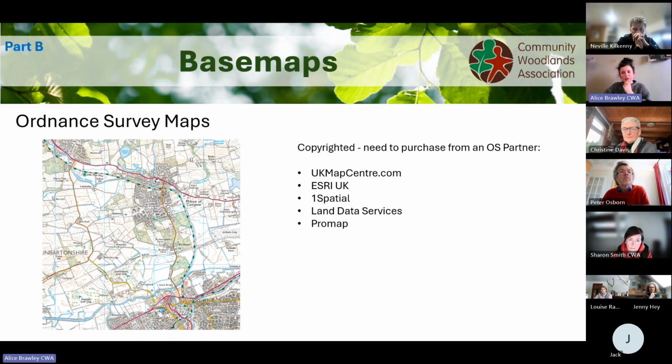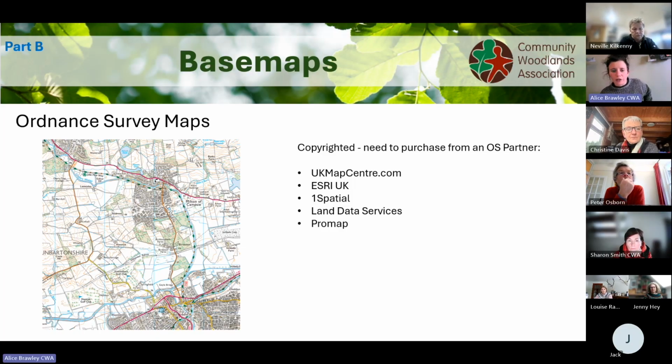So yeah, you might want to consider buying OS-based maps if you're, say, submitting forestry grant scheme applications to Scottish Forestry or working with local authorities. This is a 4 kilometre by 4 kilometre image that I bought for a woodland group, and it cost about £20 for a year license. And then that means I can freely use it on any map production.